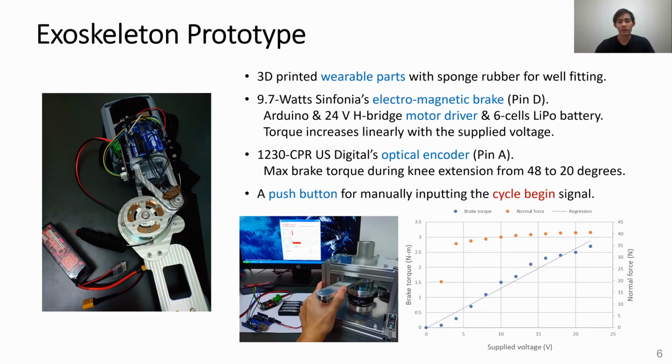And for the electromagnetic brake, we performed a static test to find the relationship between the torque and the applied voltage. And we can observe a linear relationship between the brake torque and the applied voltage.